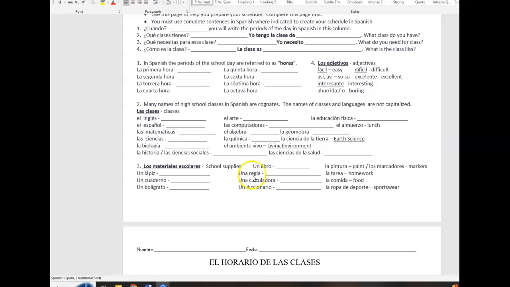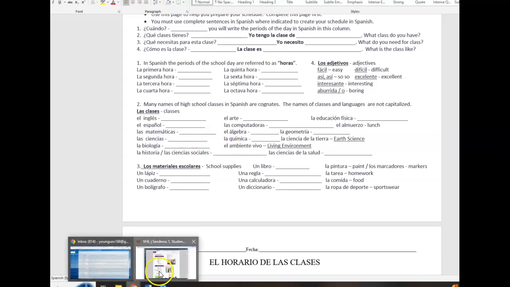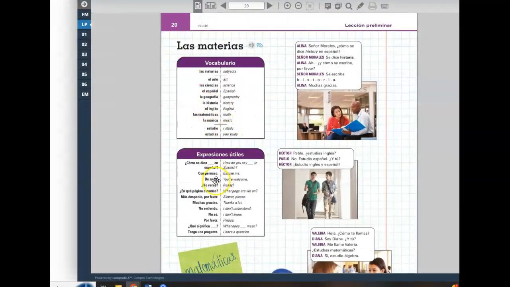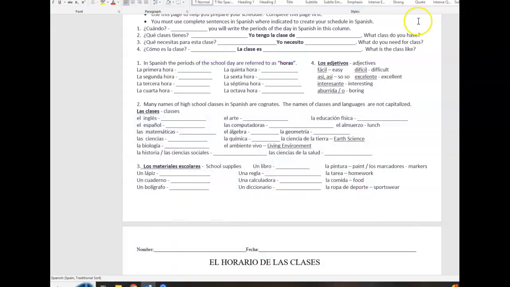And let's go over them now together. Many of them are on page 18 of the textbook, 20, and in the handout that I gave you. But I want to make sure that you're able to get all of them, so I'll go over them with you now. El inglés is English. El español is Spanish. Las matemáticas is mathematics. Las ciencias is science.